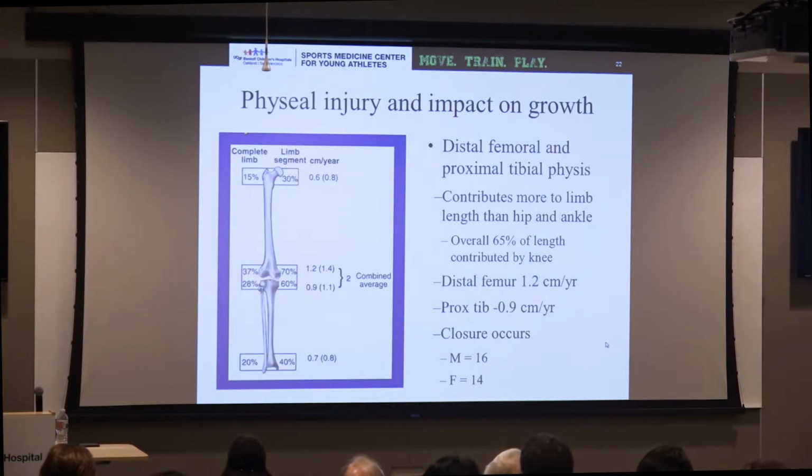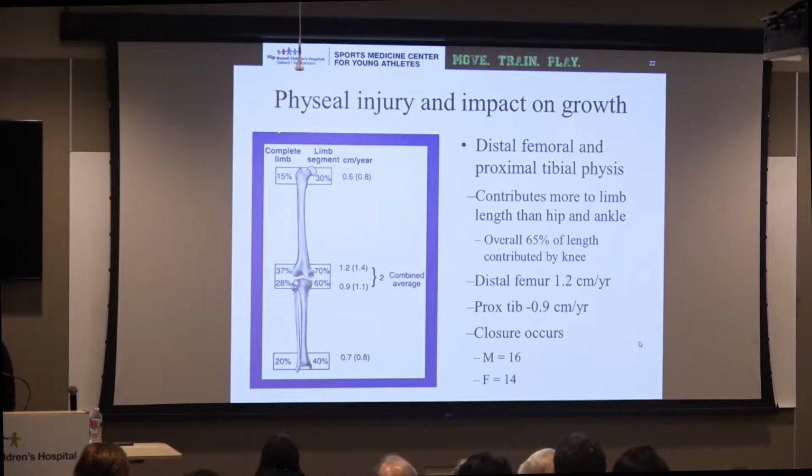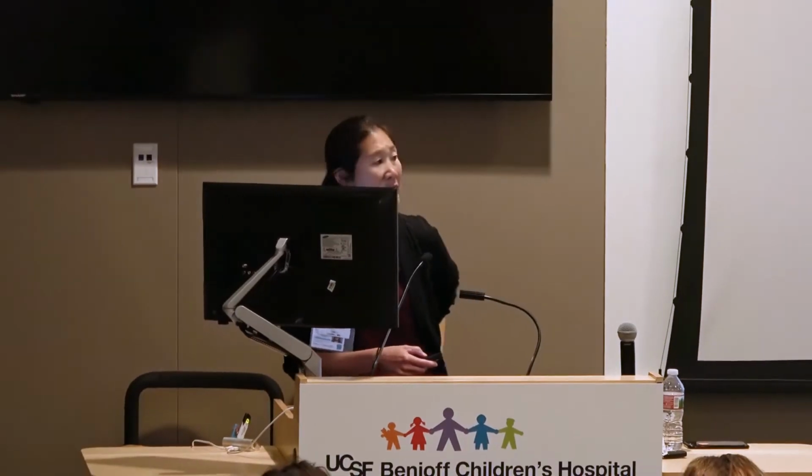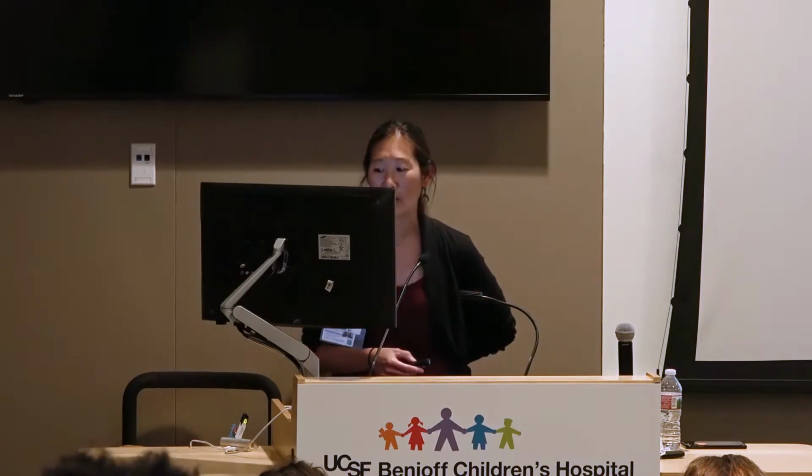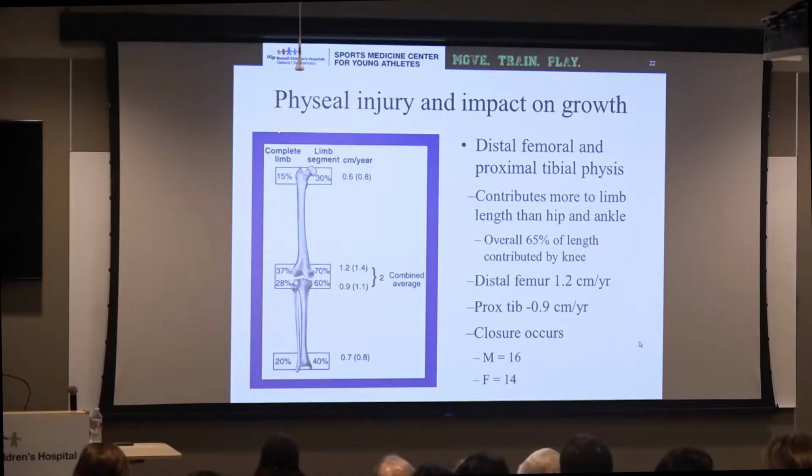And this is really important in terms of the impact on growth, because if you look at this, and this is really a good diagram that I like, when we look at the distal femoral and the proximal tibial physes, and this is the knee joint, it contributes more to the limb length than the hip and the ankle. Overall, 65% is contributed by the knee. If you look here, the estimated average distal femur grows 1.2 centimeters a year, and the proximal tibia 0.9. Closure occurs then. So this is really key, because this is why physeal injuries are so important, because it does contribute to growth.